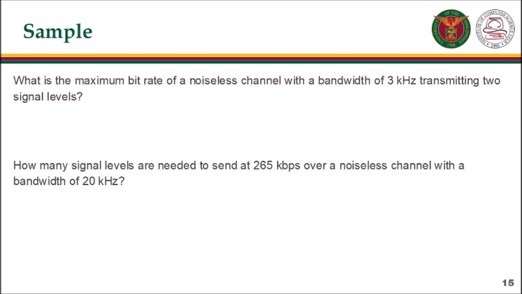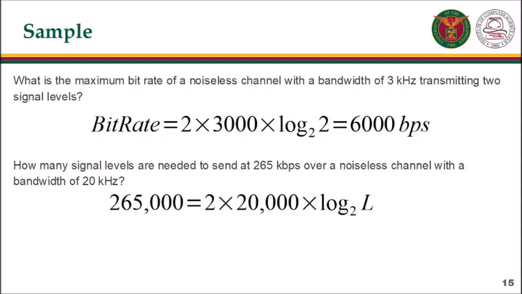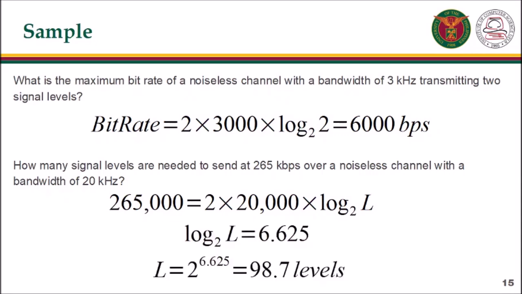Example: what is the maximum bit rate of a noiseless channel with a bandwidth of 3 kHz transmitting 2 signal levels? Using the formula, we get 6000 bps. Another question: how many signal levels are needed to send 265 kilobits per second over a noiseless channel with a bandwidth of 20 kHz? Using the formula, we get 99 levels.